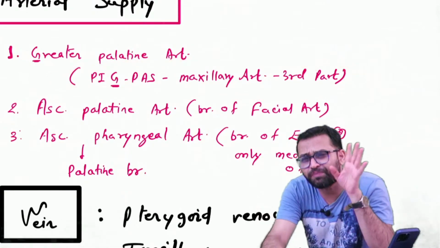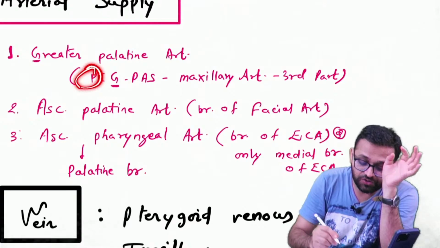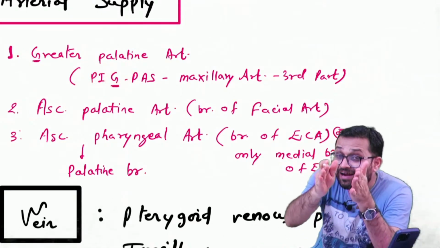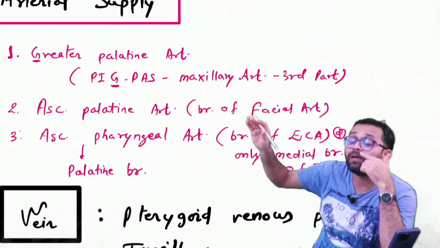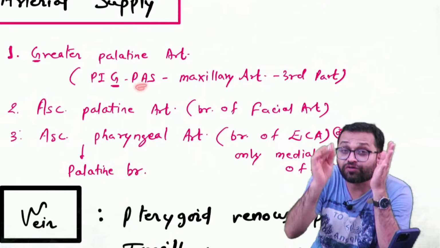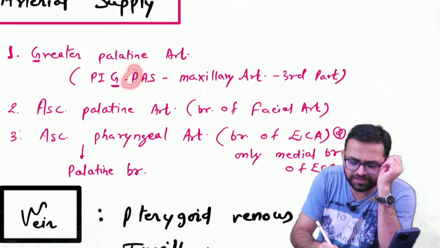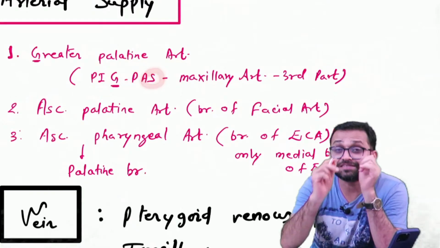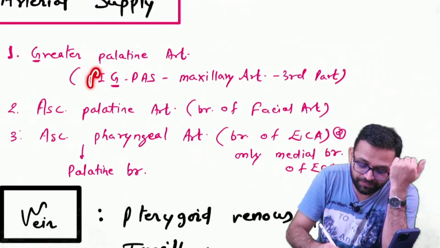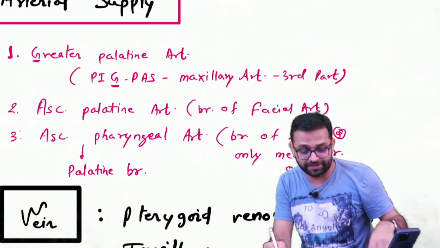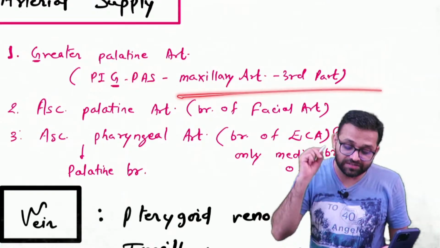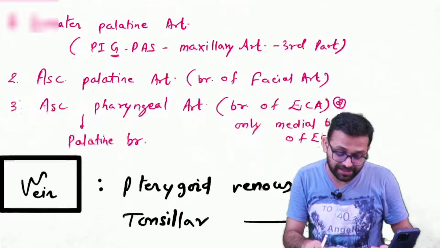So it was giving the PIG PASS. The mnemonic is PIG PASS. Do you remember? P for pharyngeal branch, I for infraorbital, G for greater palatine artery. The greater palatine artery supplies our palate. Then P for the pterygoid artery, A for artery of the pterygoid canal, P for pharyngeal branch, and S for sphenopalatine artery. The other P is the posterior superior alveolar artery. So these are the branches of the third part of the maxillary artery.